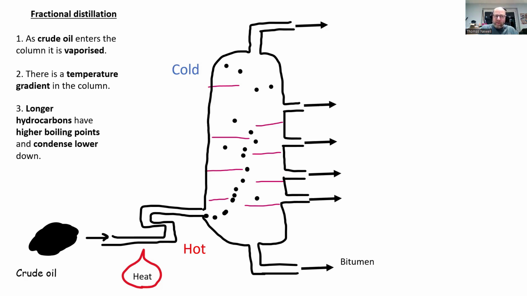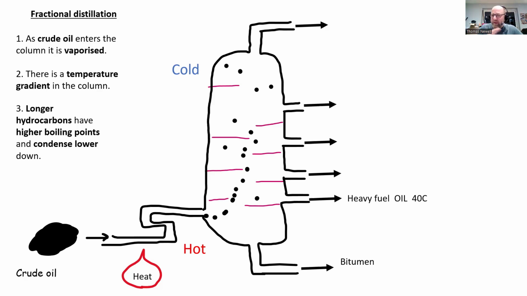Longer hydrocarbons have higher boiling points and they condense lower down. So they come out first. We've got bitumen coming out of the bottom. That doesn't actually vaporize. That's the liquid stuff that doesn't vaporize. It's not hot enough to vaporize the bitumen. But the rest of the components or fractions within the crude oil, or hydrocarbons, you can call them, vaporize and rise up the tower.